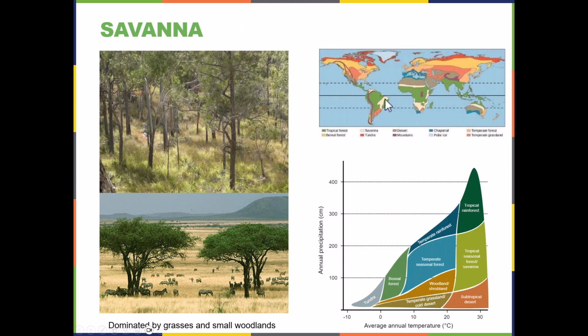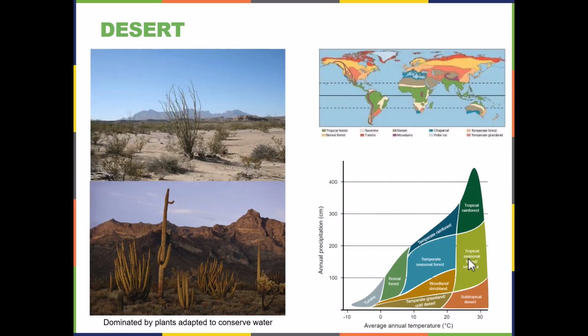The savanna is this light beige color here, and then across here and down here. Savannas are dominated by grasses and small woodlands. We look at savanna in this area, we see there's quite a large range of precipitation and then fairly warm. Next we have the desert.